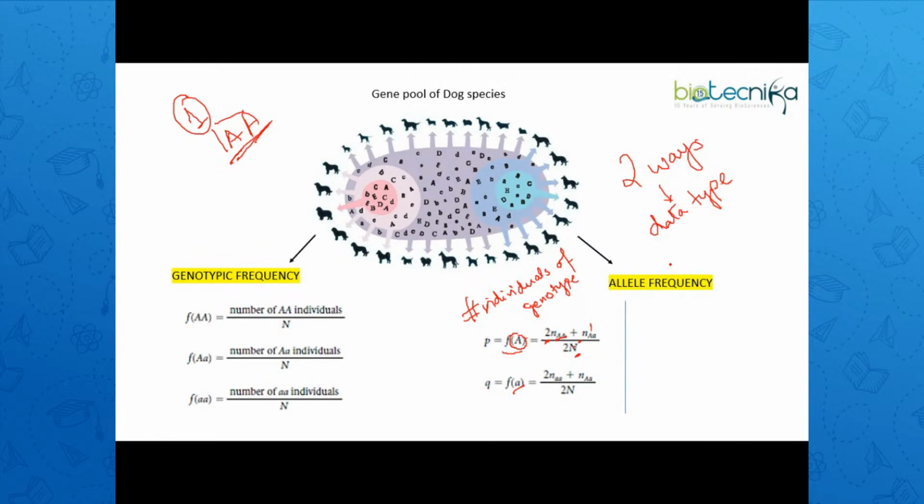If your data is not the number of individuals, but it is given as the frequency of a particular genotype, if this is given to you, any genotype, then you go for the next formula. If this is the data, so frequency of A will be calculated as frequency of homozygotes plus half of frequency of heterozygous.